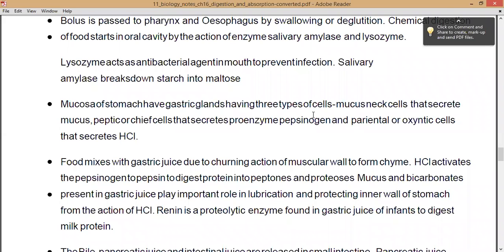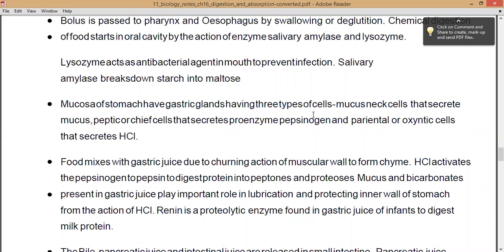Next, the mucus and bicarbonates present in gastric juice play a very important role in lubrication and protecting the inner wall of the stomach from the action of HCl. There should not be direct contact of the HCl with the inner wall of the stomach. For this reason, there is a protective inner layer of mucus, which does not allow the direct contact of the HCl with the inner walls of the stomach.